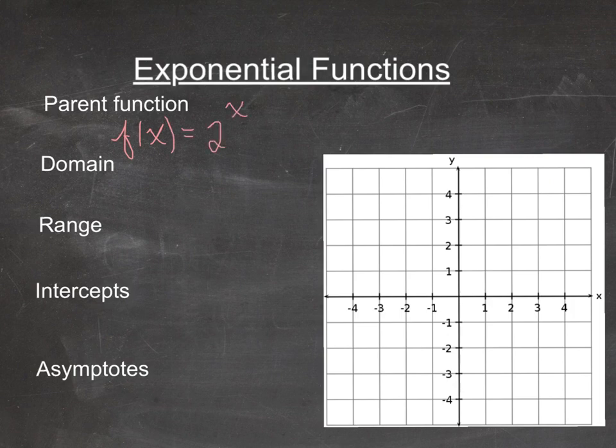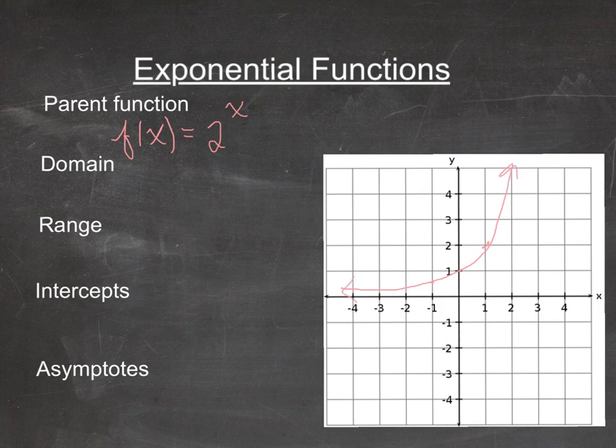Okay, so what does that look like? Well, if I plot a few points, so when x is 0, I know that 2 to the 0 will be 1. When x is 1, 2 to the 1 will be 2. When x is negative 1, 2 to the negative 1, I remember that with negative exponents, I flip the base, so it'll be 1/2. Okay, and then if I connect these points, I'll have something that looks like this.